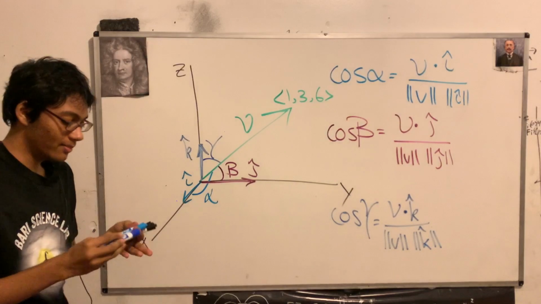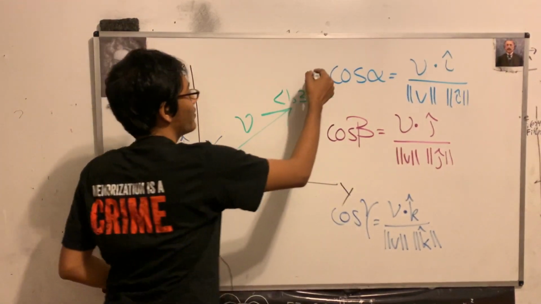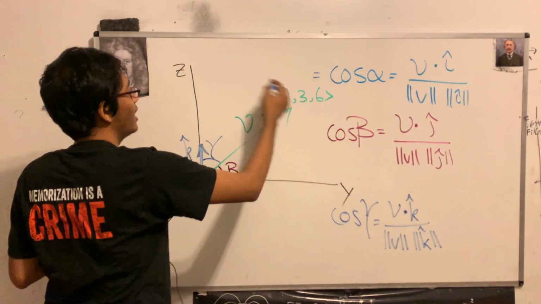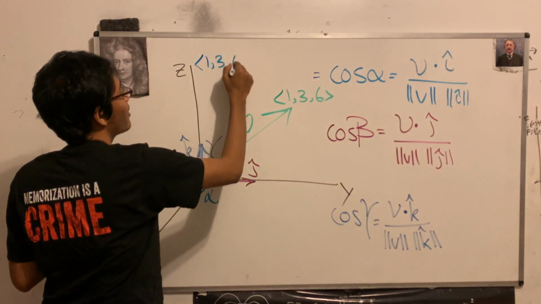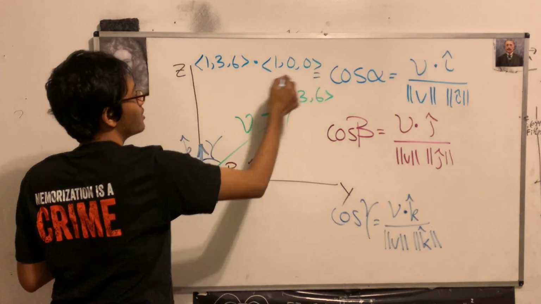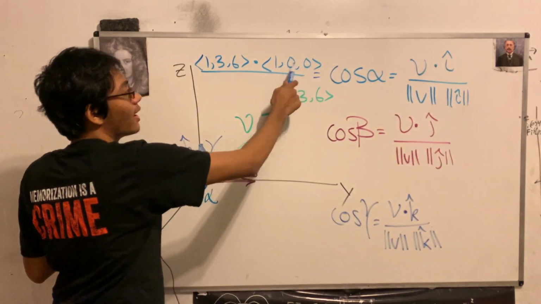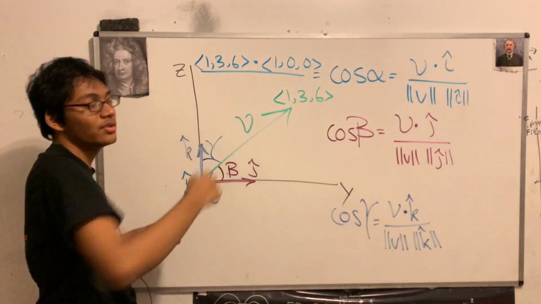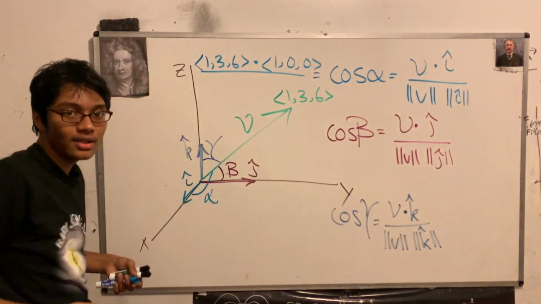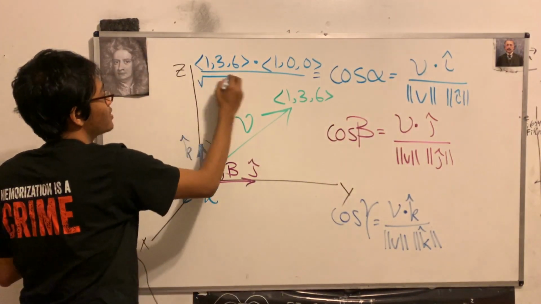And now you can go ahead and plug and chug in the numbers, right? What is cosine of alpha going to equal? Well, if you take the dot product of our vector v and i hat, what's that going to look like? Well, do that. 1, 3, 6 dot, what's i hat going to be? Well, it's going to be 1, 0, 0. Right? That's the unit vector in the x direction. That's why all the other components are 0, and only x has the unit of 1, because a unit vector in the x direction is going to have a magnitude of 1. Okay? And what's the magnitude of our vector? Well, you can go ahead and use the Pythagorean theorem.